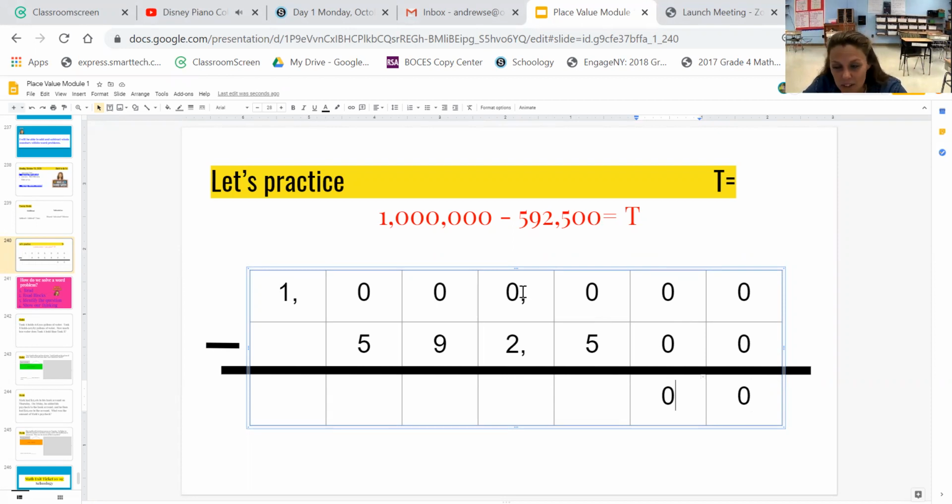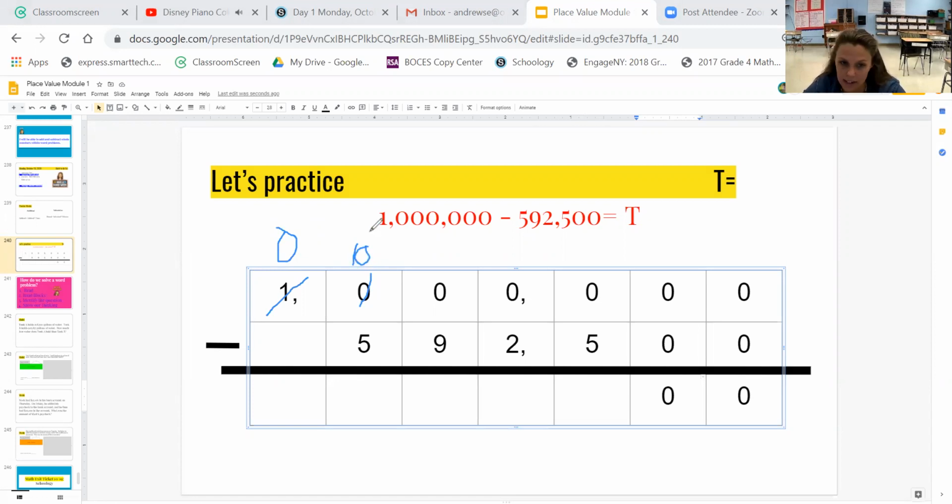But it's 0. So I would have to go to my next place value. But it's 0. So I would have to go to my next place value. But it's 0. So I'm going to go all the way to my millions place, and this is where I can borrow. I'm going to borrow. This now becomes a big fat juicy 0. And this in the hundred thousands place becomes 10.